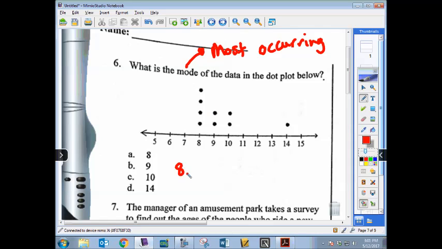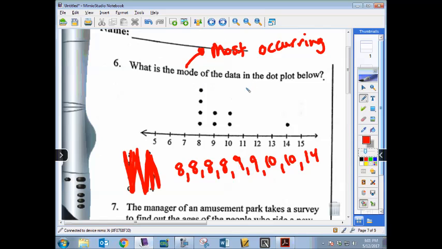If it were written as a list, you would have 8, 8, 8, 9, 9, 10, 10, 14. Okay, that is what it would be as a list. I think a lot of you, if I asked you the mode, are still saying 4 because you're seeing 4 dots. But the 4 wasn't even on here. 4 would be over here somewhere. There were no dots above it. It's not how many times it occurred, it's what occurred the most often. And clearly we can see that 8 occurred the most often, so the correct answer was letter A.